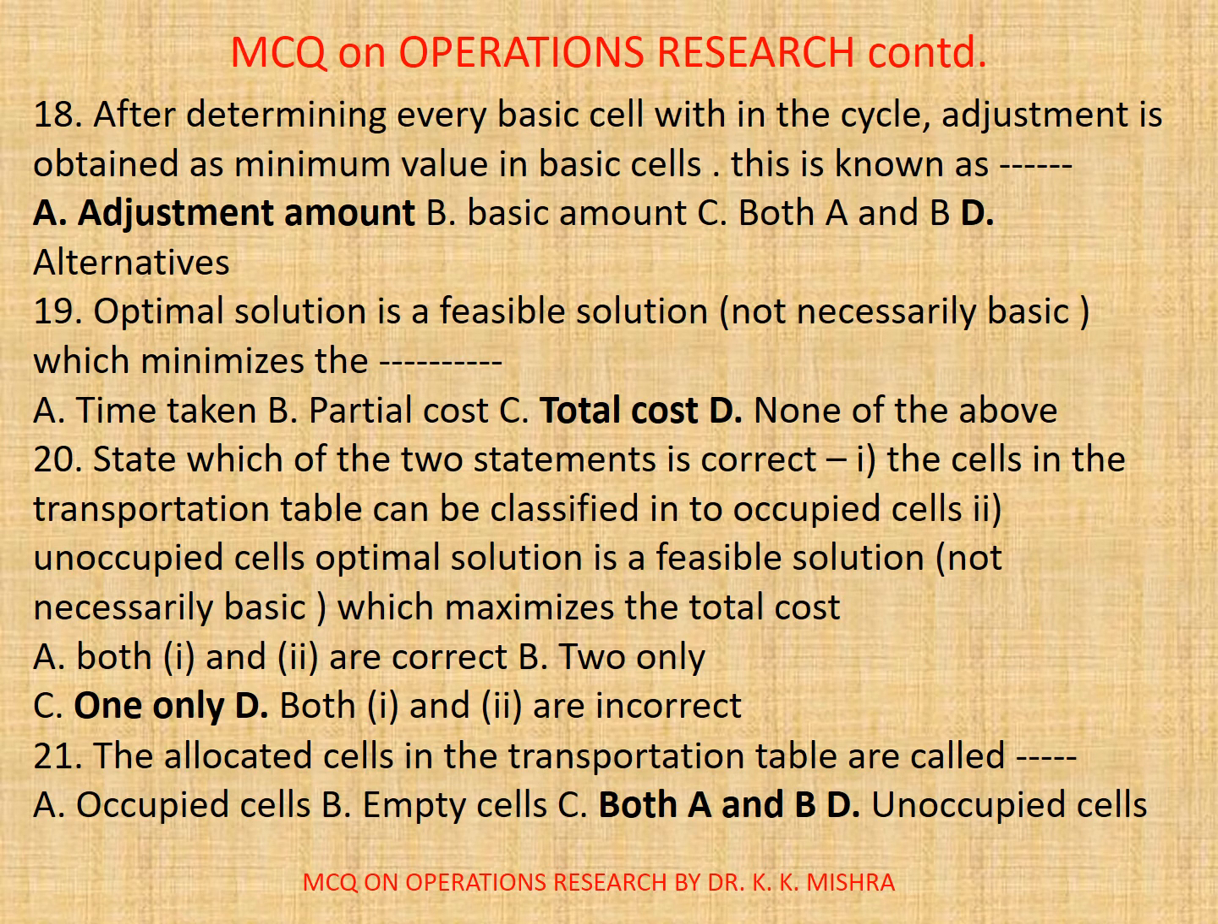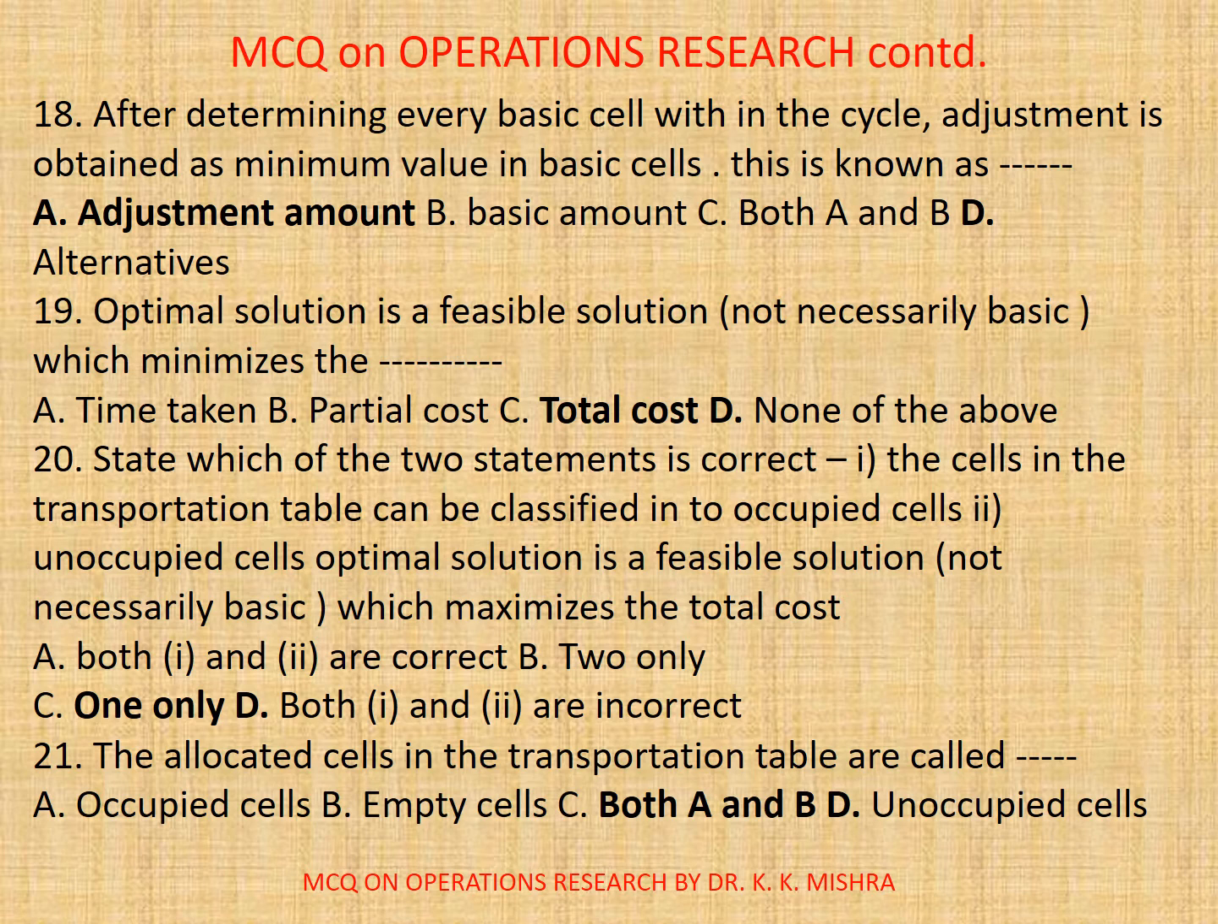Question number 18. After determining every basic cell within the cycle, the adjustment obtained as minimum value in basic cells is known as, correct option is the adjustment amount. 19. Optimal solution is a feasible solution, not necessarily basic, which minimizes the, correct option is C, total cost.